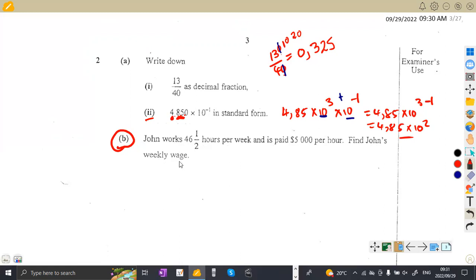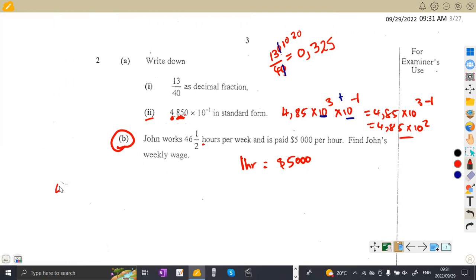Find his weekly wage. So these questions, they're just direct. We are given that per hour is given what? $5,000. What about for this 46.5? So you just ask yourself, guys, what is 46.5? That is what you're simply doing. So you're simply multiplying by 46.5 hours.